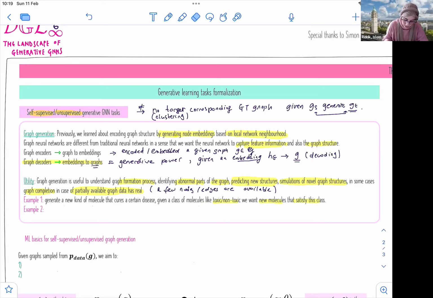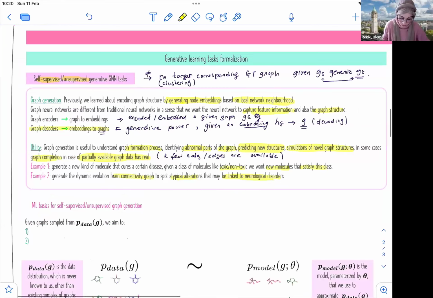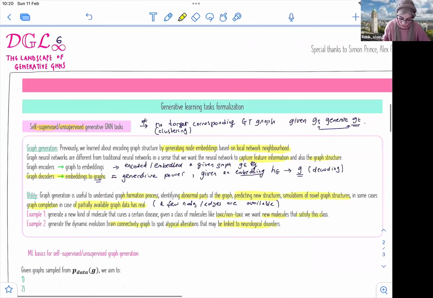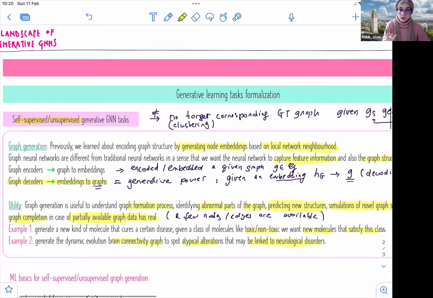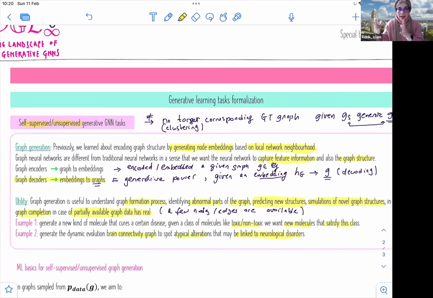Now, the second thing is to generate the dynamic evolution of a brain connectivity graph. So see how the brain evolves over time to spot atypical alterations that may be linked to neurological disorders such as schizophrenia or autism or dementia, right? So you can see it's so interesting to learn how to generate new graphs in general from a particular class, a particular category, etc.